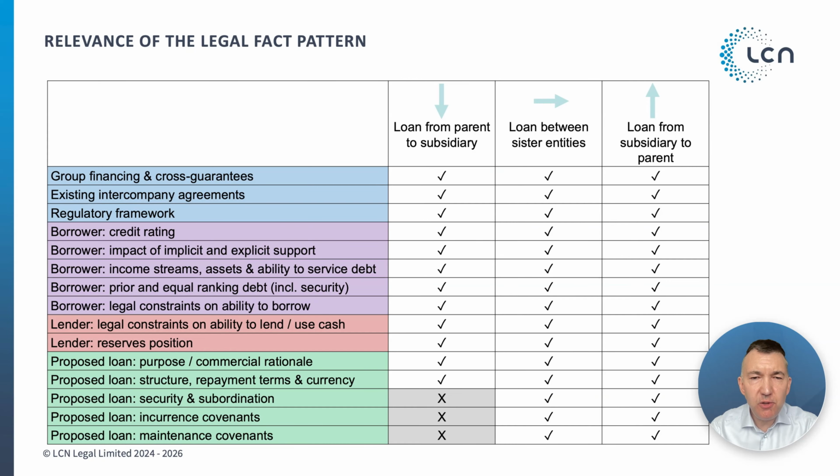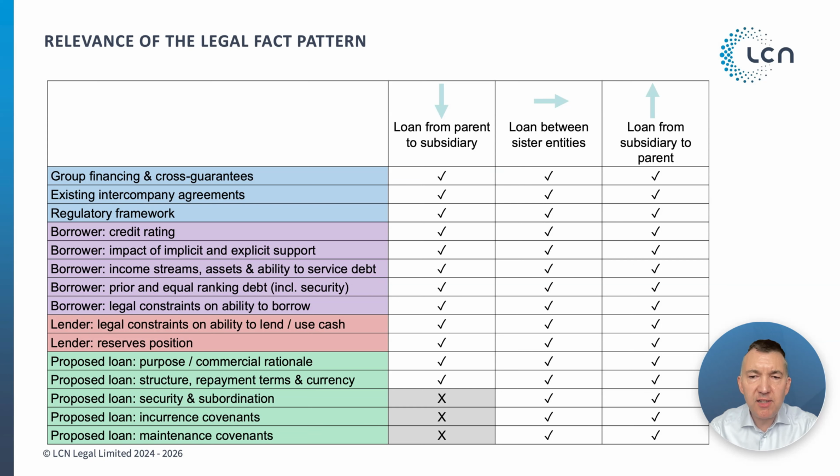And then we get to the final cluster of aspects of the legal fact pattern, in green, in other words, the circumstances of the proposed arrangement. So here we have the purpose or commercial rationale of the arrangements. We have the proposed structure, repayment terms, currency, and so on of the loan. That will always be relevant. Then the terms of the loan, in terms of the final three elements.